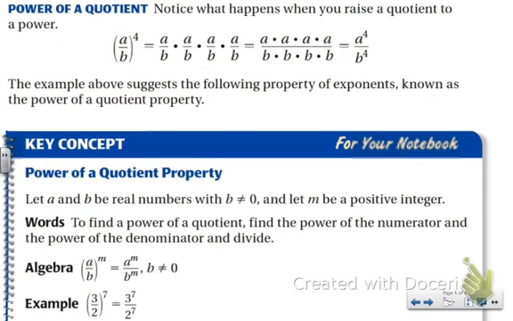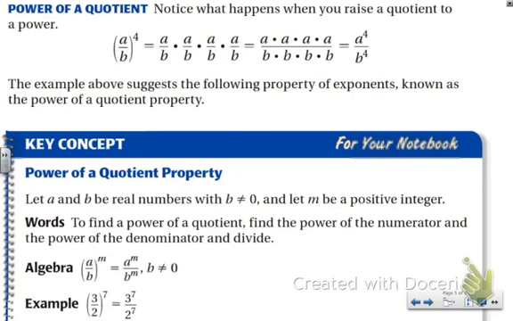Alright, so the other property we have for quotients is the power of a quotient. So for example, if you have a over b raised to the 4th power, think about that's just a over b 4 times. So a over b times a over b times a over b times a over b. And then you just end up with a times a times a times a on the top, and b times b times b times b on the bottom. So that's a to the 4th over b to the 4th.